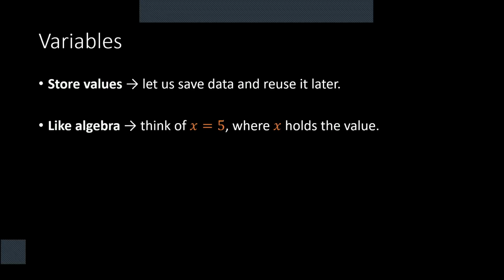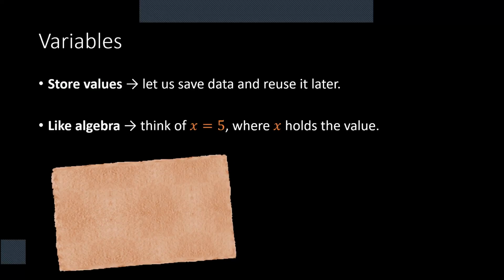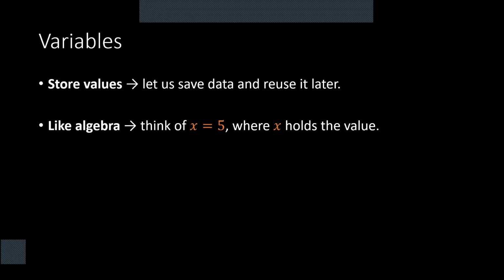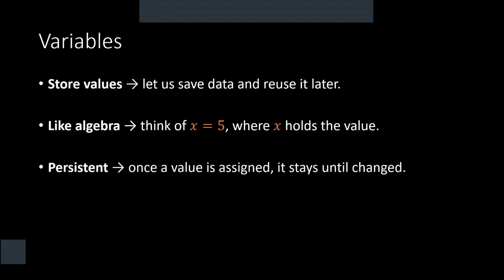Think of x like a box, and inside that box, you are just putting the value 5. Okay. And once you assign a value, it stays there until it is changed again by you. Because you are the programmer, you have control over the variables. You can change the values anywhere in your program. But if you are not changing the values, it will keep holding the same value that you initially had in that variable. So it is persistent.